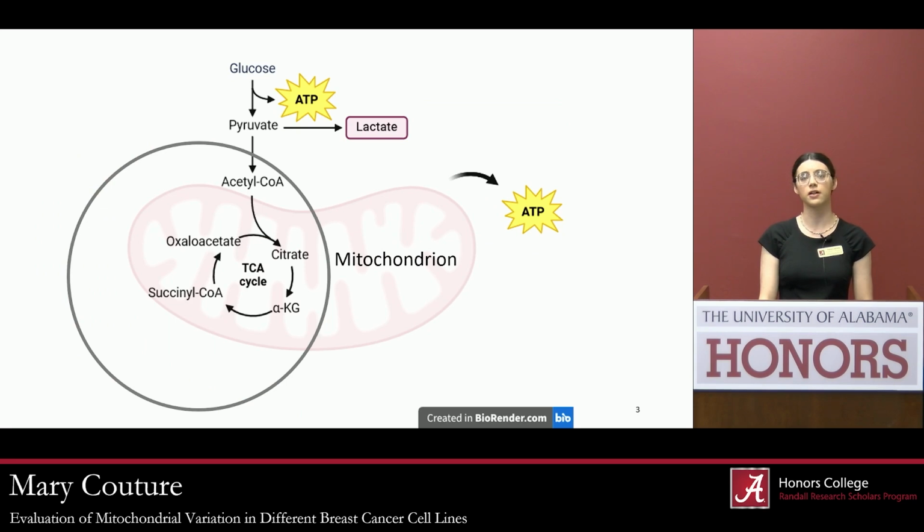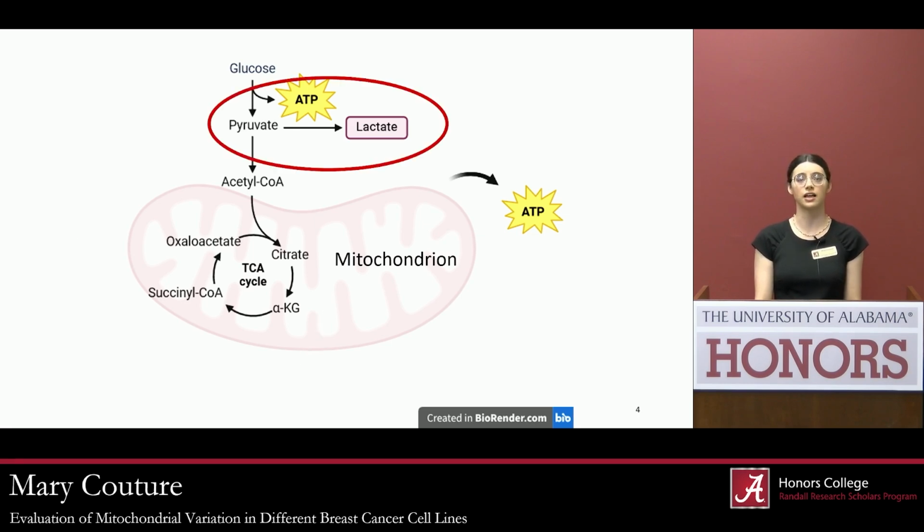This is an example of the means of production of energy in the mitochondria of a healthy cell. It produces ATP through what is known as the TCA cycle, which is a highly efficient process for making energy from glucose. However, this process does take time. In a healthy cell, that isn't a problem.